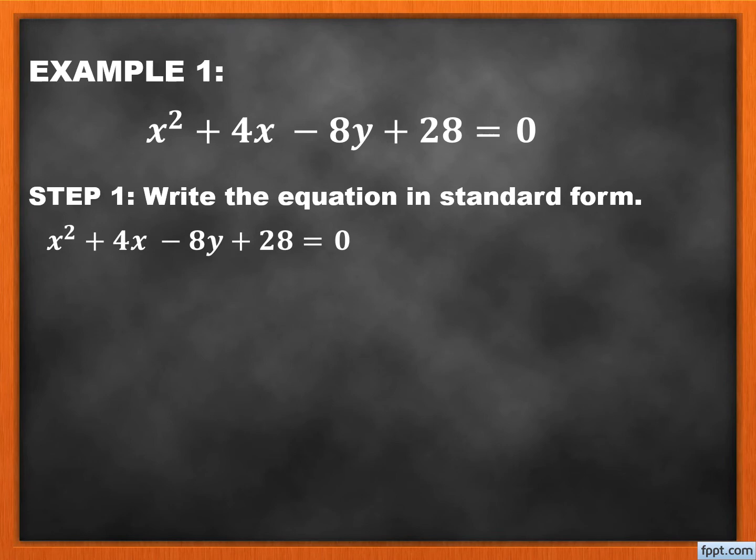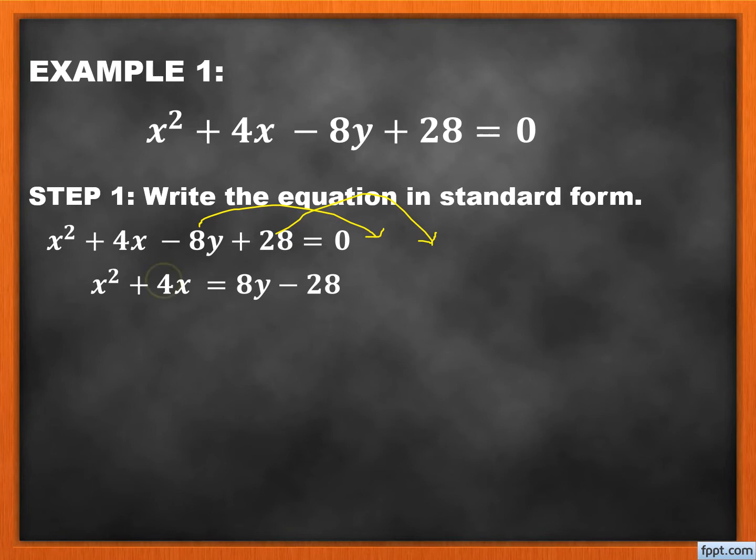Using the equation x squared plus 4x minus 8y plus 28 equals 0, we're going to isolate the terms having x variable, y variable, and constant. In our example, we're going to write x squared plus 4x, or the terms having x variable, on the left side, and then we are going to write negative 8y and plus 28 to the right side of the equation. Therefore, we have x squared plus 4x equals 8y minus 28.